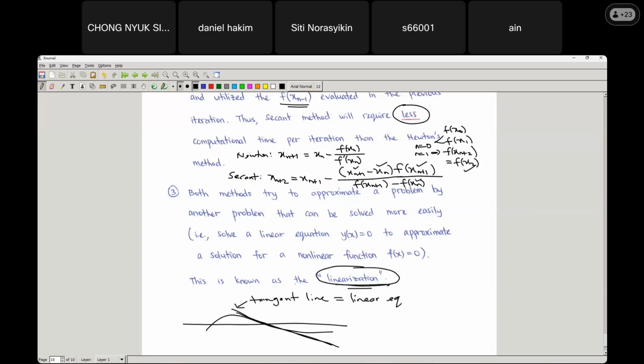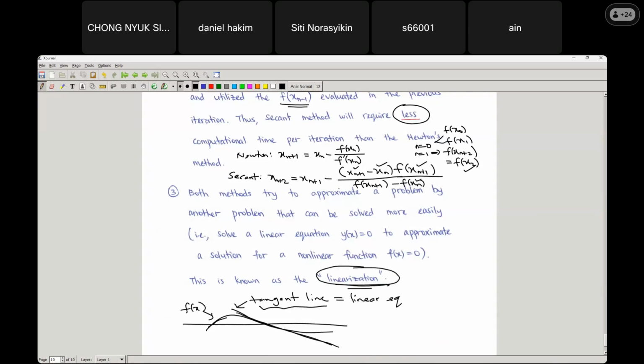Okay, so this process is called linearization. Both methods want to find the root for this function f(x), but you do not find it directly using the function f(x); you look for the tangent line first.